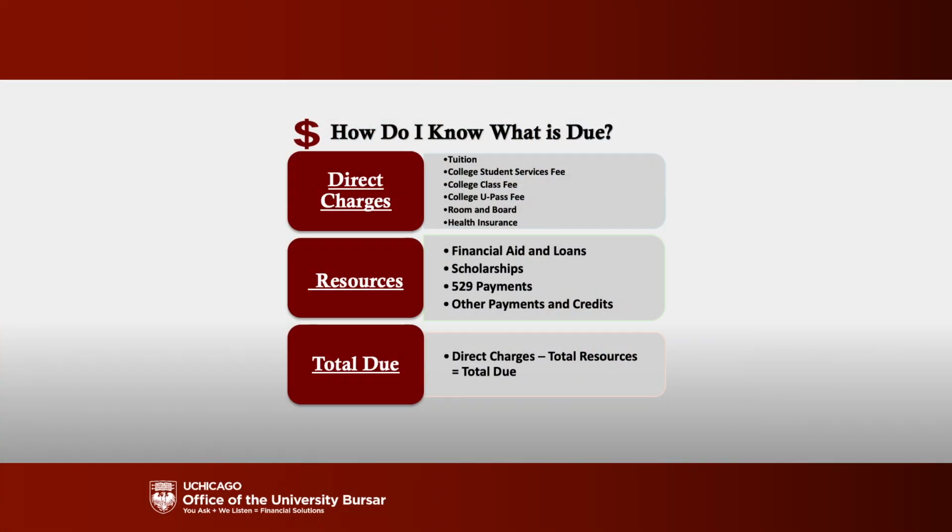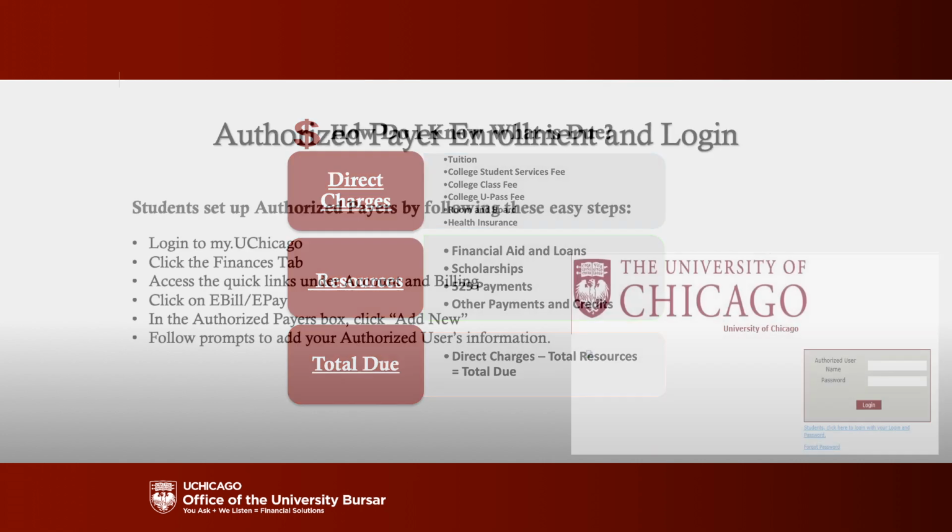And then with the resources, it's typically financial aid, scholarships, 529 payments, and any other payments on the account. And so the direct charges minus the resources is what's due.